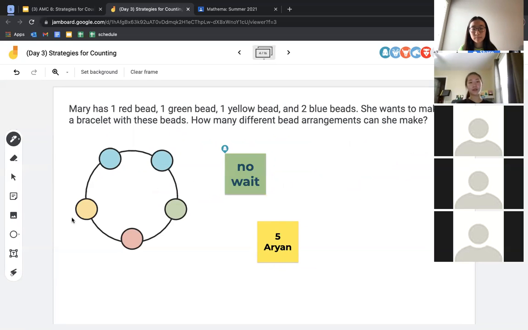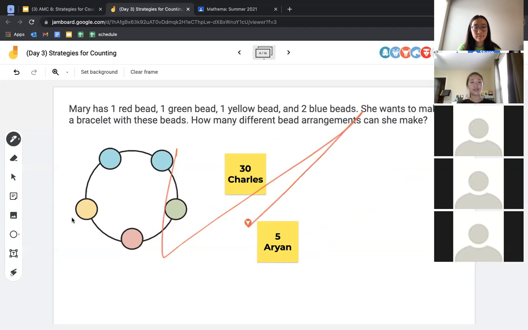Okay, I'm gonna wait for like one more answer. I see a 5 and then a no, wait. Okay, I'll just go for it. I think I saw the right answer, but then it was like gone. So the right answer is actually 6.